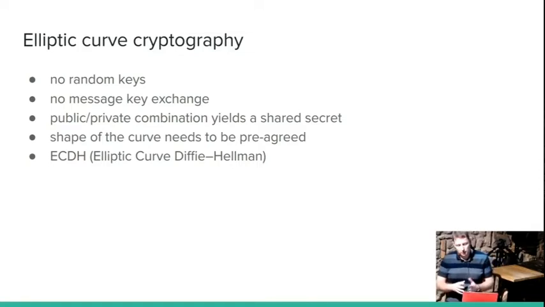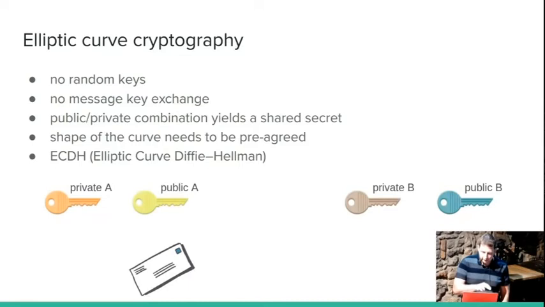But this elliptic curve cryptography does it for you, because you don't need to randomly generate a key, and you don't need to exchange this randomly generated key. So what it does is that each of the sides generates a pair of the keys, right? The recipient generates a private key and a public key, and the sender does the same thing. The fun thing is that each combination of public and private yields the same shared secret.